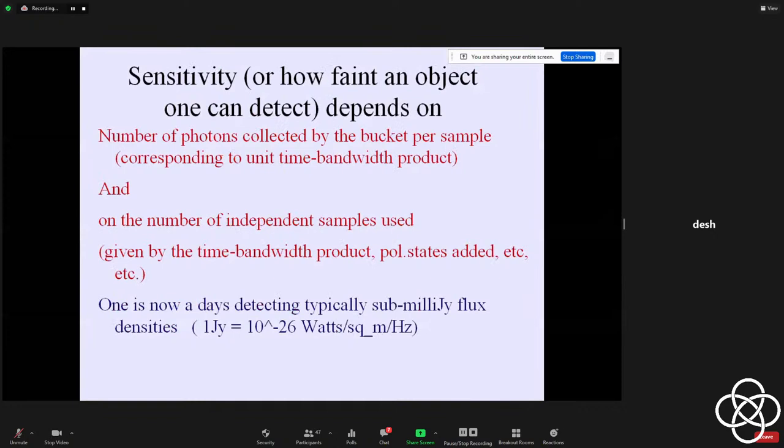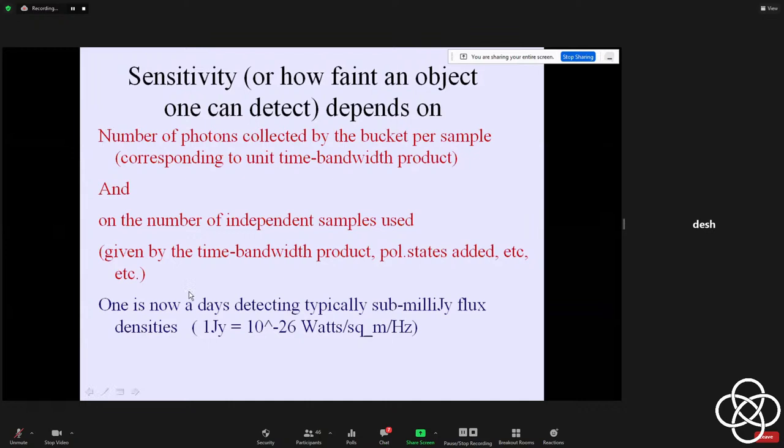Of course, given all these constraints, we are asked, what decides our sensitivity, how faint objects can we detect? That depends on the number of photons that are collected by the bucket you might put to collect these photons per sample. Each sample, each piece of independent information, is decided by the time duration corresponding to the inverse of the bandwidth, where the time bandwidth product is unity. So you get independent pieces of information at every interval of inverse of the bandwidth. If you observe for a certain duration t, then t divided by 1 upon delta nu gives you the number of independent samples. That turns out to be the famous time bandwidth product, which dictates essentially the sensitivity of your measurements.